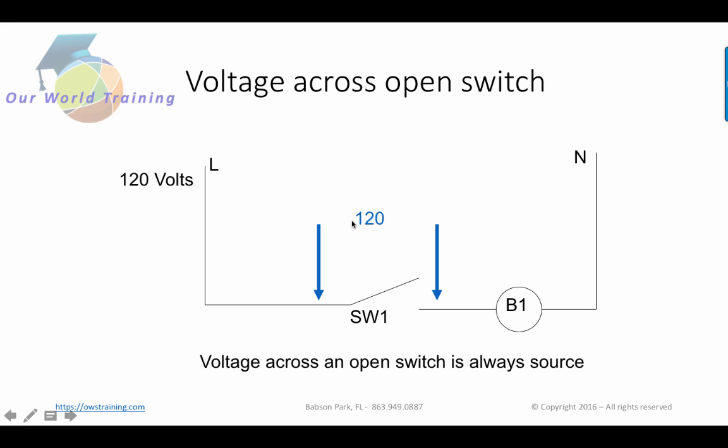So again, we go voltage across an open switch. We put our meters here. I have one lead there, one lead there. It's 120 volts. Basic rule you have to learn: voltage across an open switch is always source. Now I close the switch. Voltage across a closed switch changes to 0. Open switch is source, closed switch is 0.